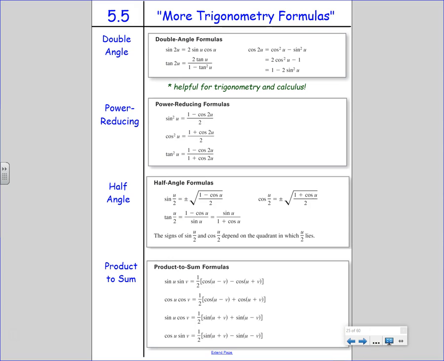Anyway, okay, there's a lot up there, right? You don't need to memorize all of them. Just the first four. First four, there's only four.